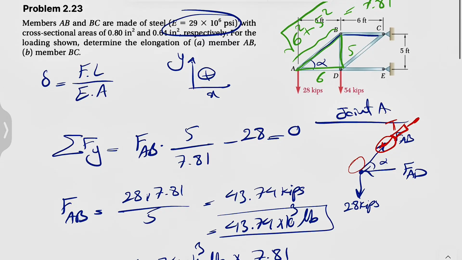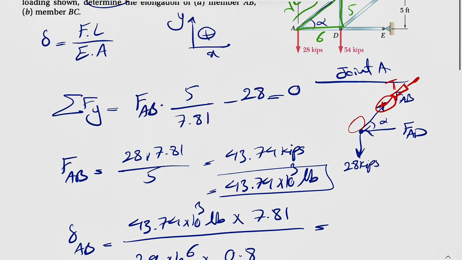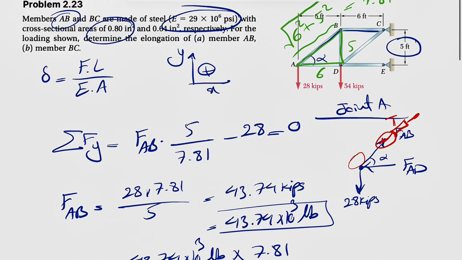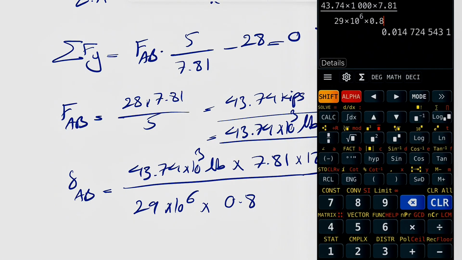And the area of AB we have in the question is 0.8 inches squared. All right, one thing I forgot to do in here: we have all the dimensions in feet, and since here we are dealing with inches squared for the elastic modulus, we have to do a unit conversion for inches as well. So we're going to multiply this by 12, that way we're going to get it in inches. So I almost forgot that unit conversion. So let's calculate what we get.